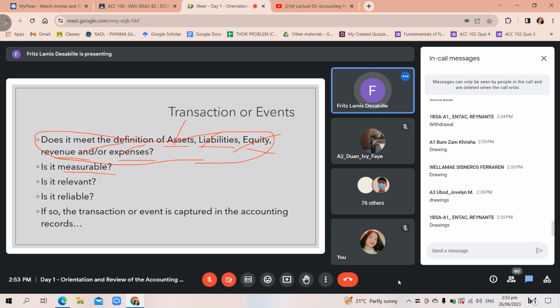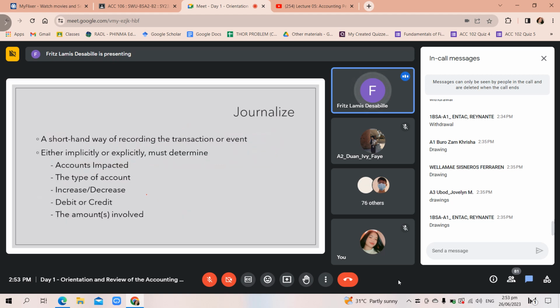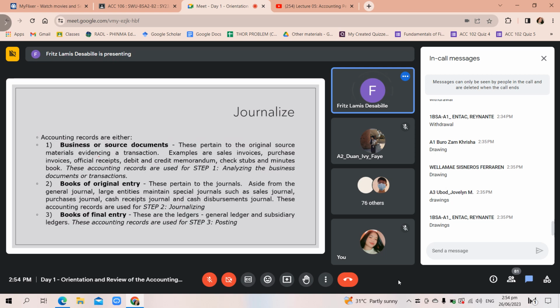The usual examples are provisions, contingent assets, and contingent liabilities, those assets and liabilities which do not meet the criteria of recognition and or measurement: relevant, reliable, blah blah blah. If they do meet the criteria, the transaction or event is captured in the accounting records. Anyway, it's not really that important. Okay, journalize.